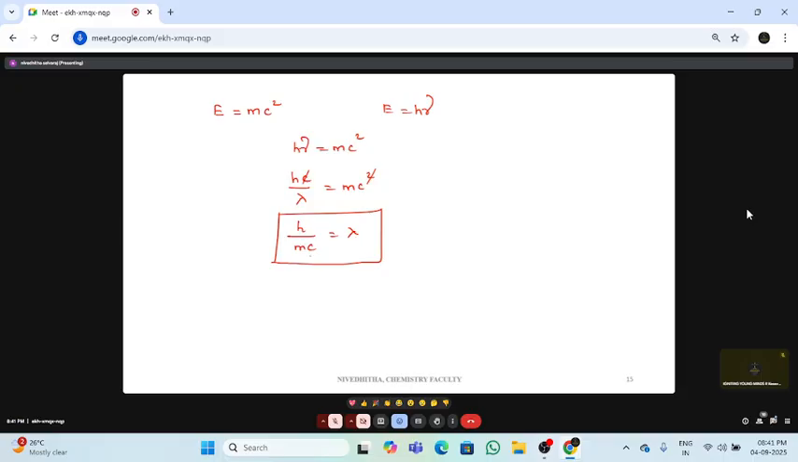h is Planck's constant, m is the mass of the particle, and c is the velocity of that particle. See, if the velocity of the particle is 3 into 10 power 8 meter per second, we can use the term c. Or if the particle is moving at any other velocity, then the formula is h by mv, which can also be written as h by momentum. That's it. Okay. We'll do one problem now.